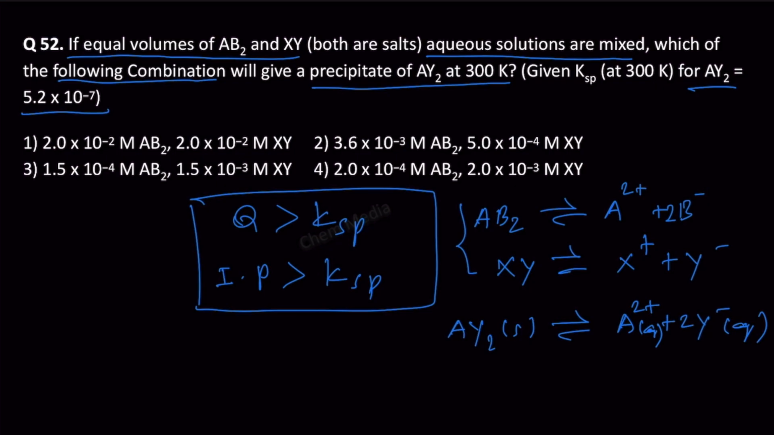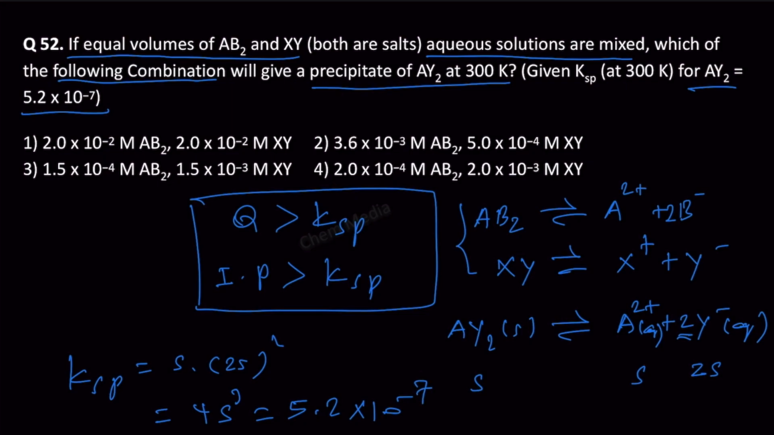So, if the molar concentration of AY2 is S, then the molar concentration of A2 plus is S, and the molar concentration of Y minus is 2S, because we have the stoichiometric coefficient 2 here. So, therefore, KSP is equal to S times 2S to the whole square, and that is equal to 4S cube. So, 4S cube value is given as 5.2 times 10 to the power minus 7. When we write ionic product, we write it in terms of concentration, isn't it? Concentration of A2 plus times concentration of Y minus whole square.